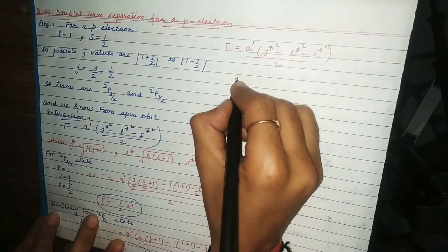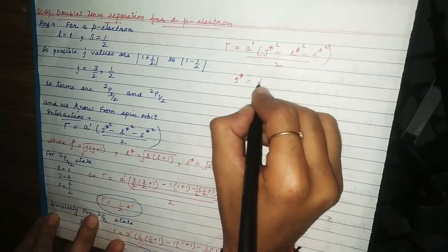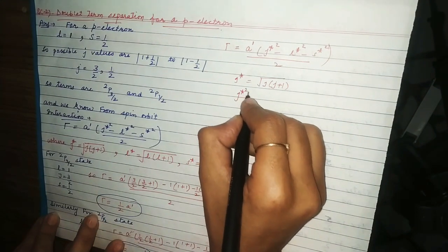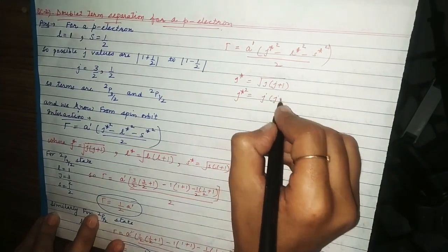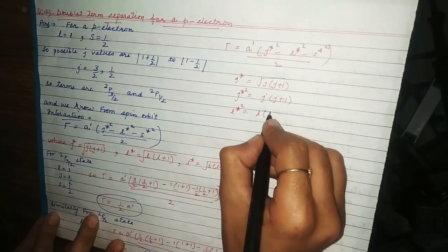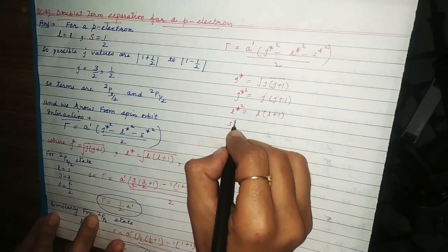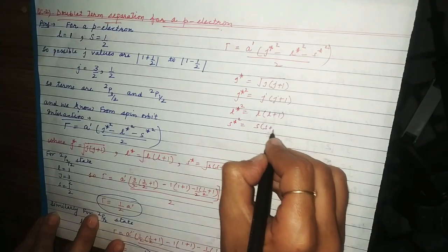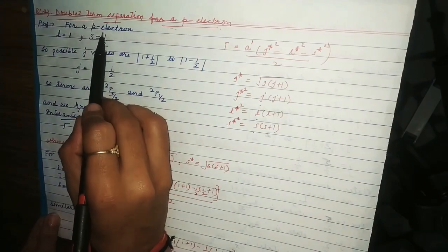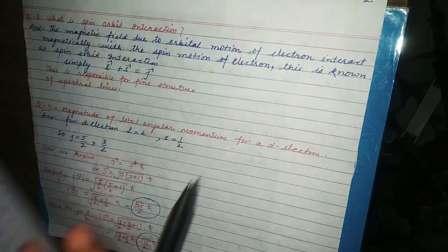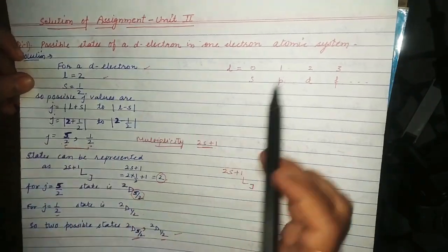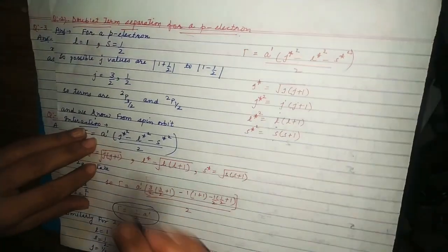Now what is this J star square? Since J star is equal to J into J plus 1, J star square will be J into J plus 1. Again L star square will be L into L plus 1, and S star square will be S into S plus 1. So we should know the J value, L value and S value. We are given a P electron, and I have told you that for a P electron the value of L is 1. So I am again using this value over here, L is equal to 1.